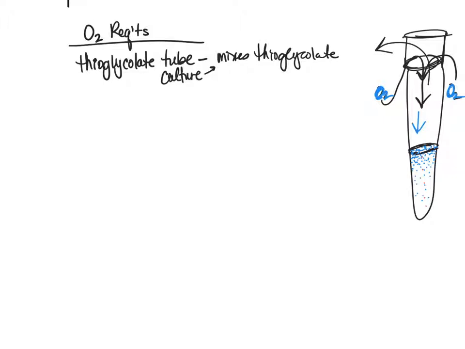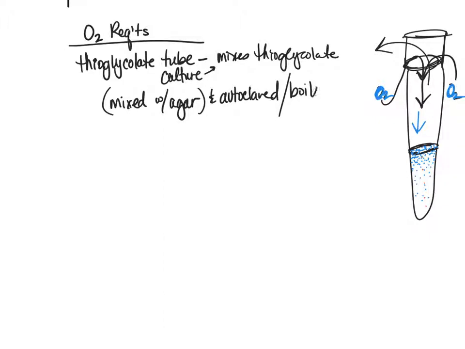Thioglycolate, which is a highly reducing medium, is mixed with agar, perhaps a little bit of agar. Actually, in our laboratory, we just use broth, so it can be mixed with agar, and then is autoclaved or boiled. And oftentimes, in a laboratory, you would autoclave them. You would autoclave them once they come down to temperature and pressure, then take them out, and then you would use them.